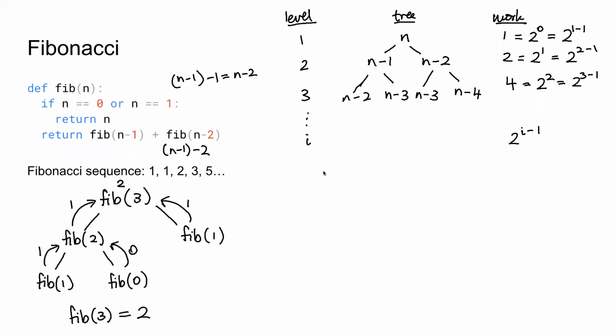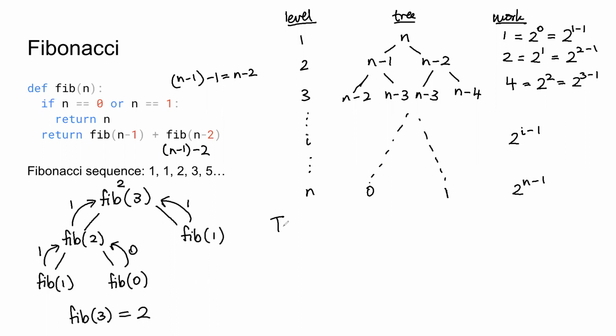Now, at what level would our recursion finish? When will we hit the base cases of n equals 0 or n equals 1? Well, if we look at the left side of this recursion tree, notice that the size of the subproblem decreases by 1 for each level. So to get from n all the way down to 1 or 0, we need about n levels. And the amount of work we do at this final level would be 2 to the power of n minus 1.